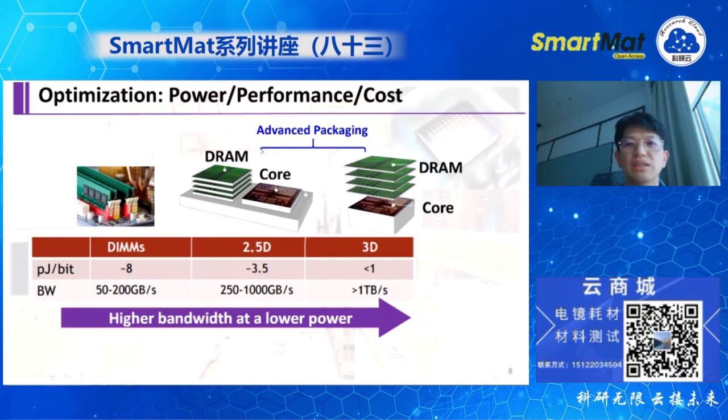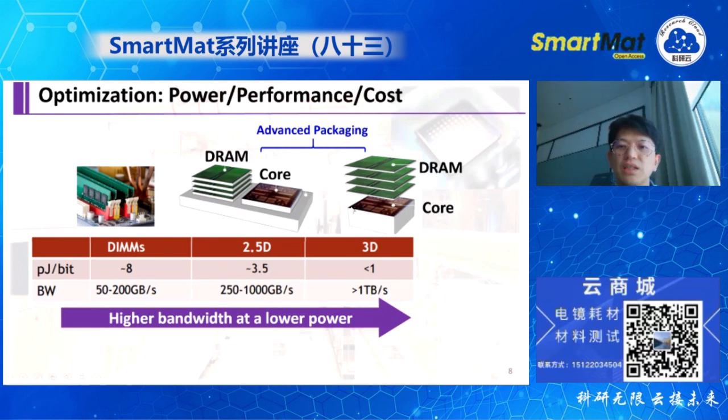And recently semiconductor companies started to work on so-called advanced packaging. The middle graph shows that they put the DRAM and the CPU core on the same substrate, just adjacent to each other. So the distance is much shorter compared with DIMM technologies. This is called 2.5D advanced packaging. Apparently the bandwidth increases and the power consumption decreases.